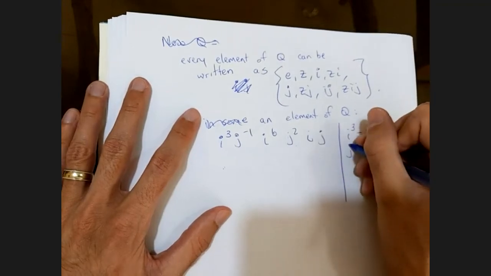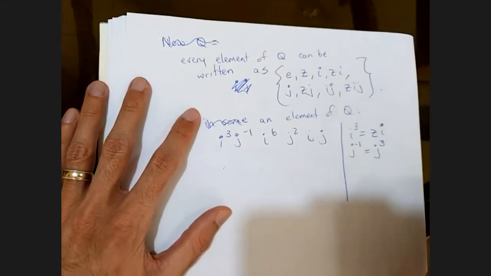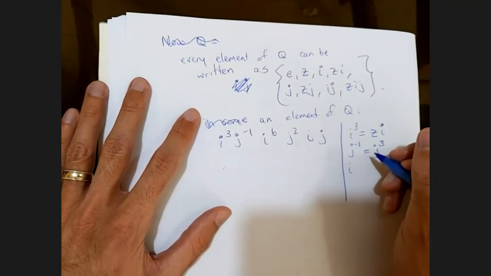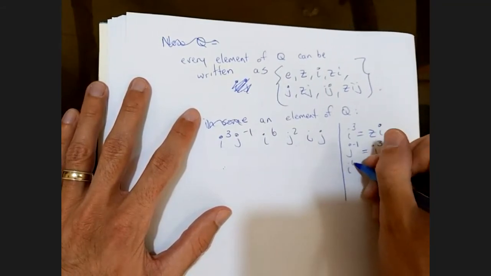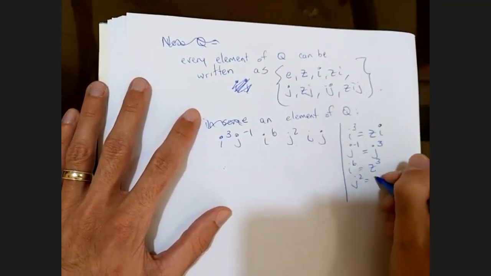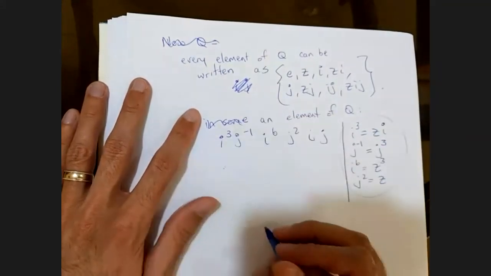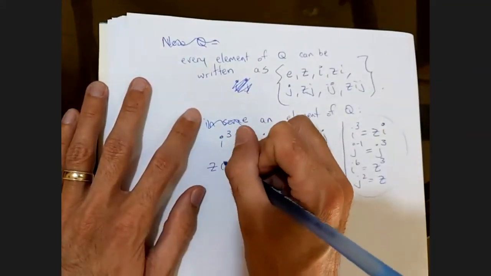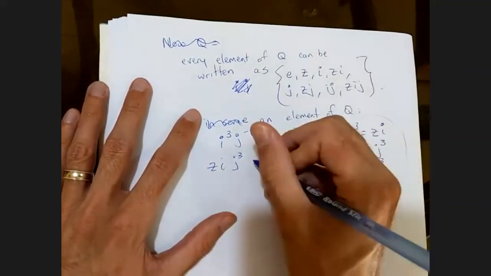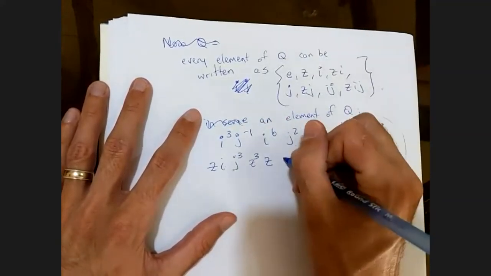j inverse, well, j to the 4th is the identity, so j inverse is really j cubed. i to the 6th is i squared cubed, so z cubed. j squared is z, and then we have an ij. So let's substitute all this in here. So we have a zi, we have a j cubed, we have z cubed, we have j squared, which is z, and we have ij.